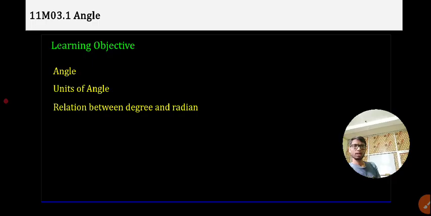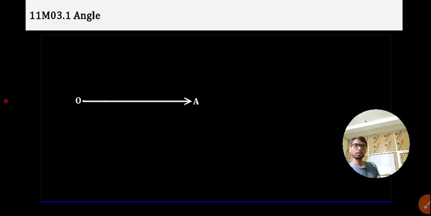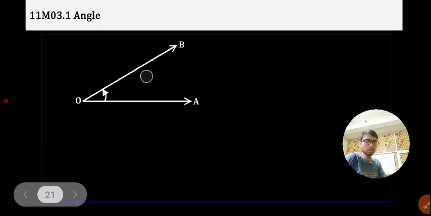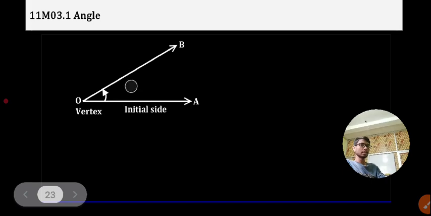Angle, units of angle, relation between degree and radian. Okay, we have this here. First we are going to consider this as the initial side. Now next, this would be the terminal side. Remember. And what is the amount of rotation between these two sides? This much would be the angle. From the initial side till the terminal side would be the angle. This is the initial side, and this is the vertex.